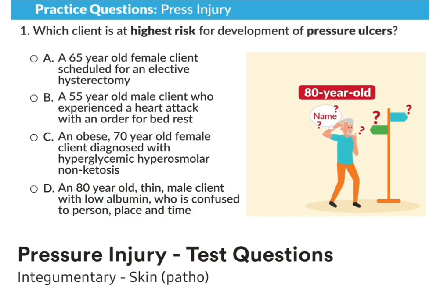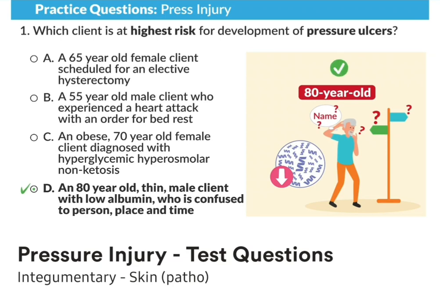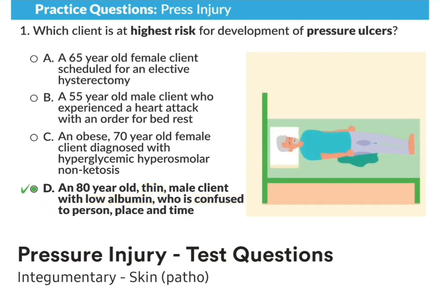An 80-year-old thin male client with low albumin who is confused to person, place, and time. Yes, this is the most correct because look at the key terms here. We have a thin, old client who is the oldest out of all the options. He has low albumin and confused. So this client is likely to be bedridden with possibly having incontinence with poor feeding due to the confusion. So option D would have the most risk factors here. Now moving on to question number 2.